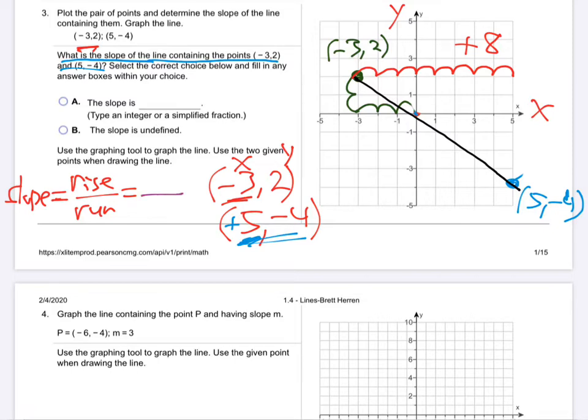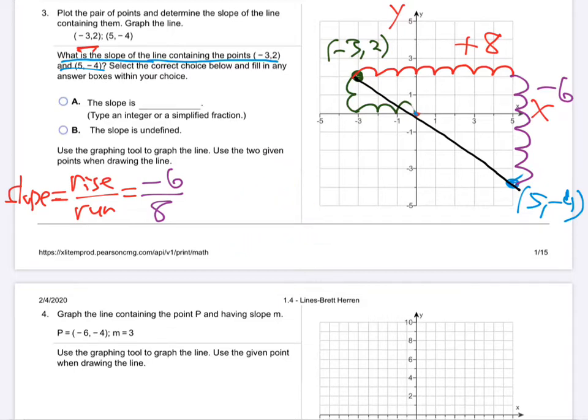Is that rise or run? Run, because that's sideways, right? You run sideways. And I'm going to go 1, 2, 3, 4, 5, 6 down. That's down 6. That's rise. Like that. Now, we're going to need to reduce that fraction. Yeah, right, because they're both divisible by 2. Divide by 2, divide by 2. Minus 3/4. That's the slope of that line.